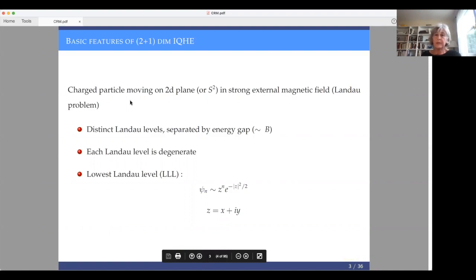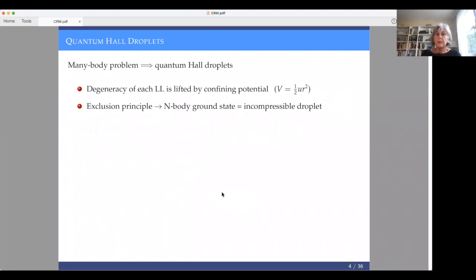Okay, so one deals with a charged particle on a 2-dimensional plane or a sphere in a strong external magnetic field. So one has to solve the Landau problem. The single body spectrum decomposes into distinct Landau levels, which are separated by an energy gap proportional to the magnetic field. Each Landau level is degenerate. And in a particular gauge, the lowest Landau level wave functions, up to an exponential factor, are essentially holomorphic functions.